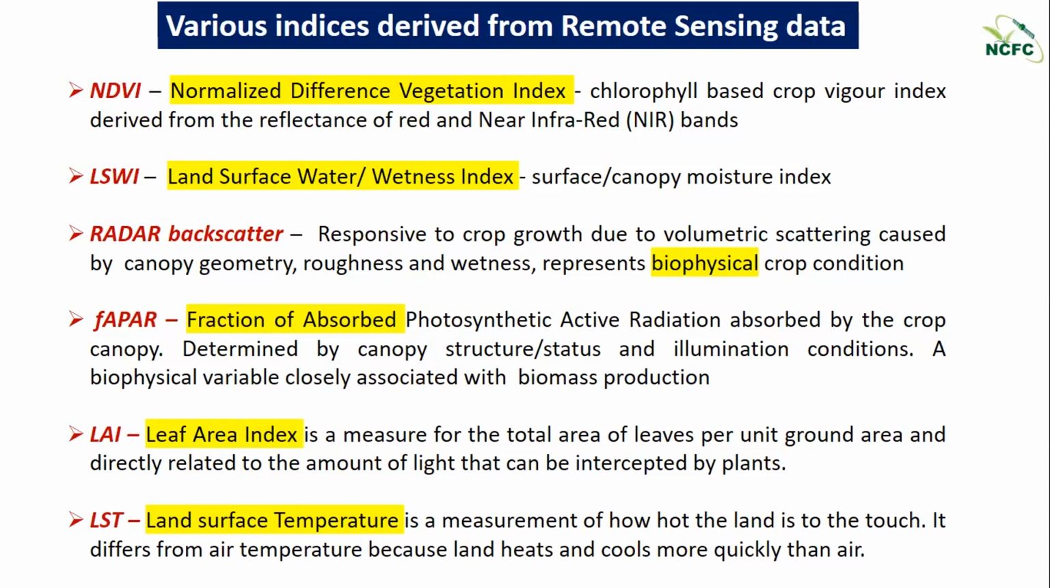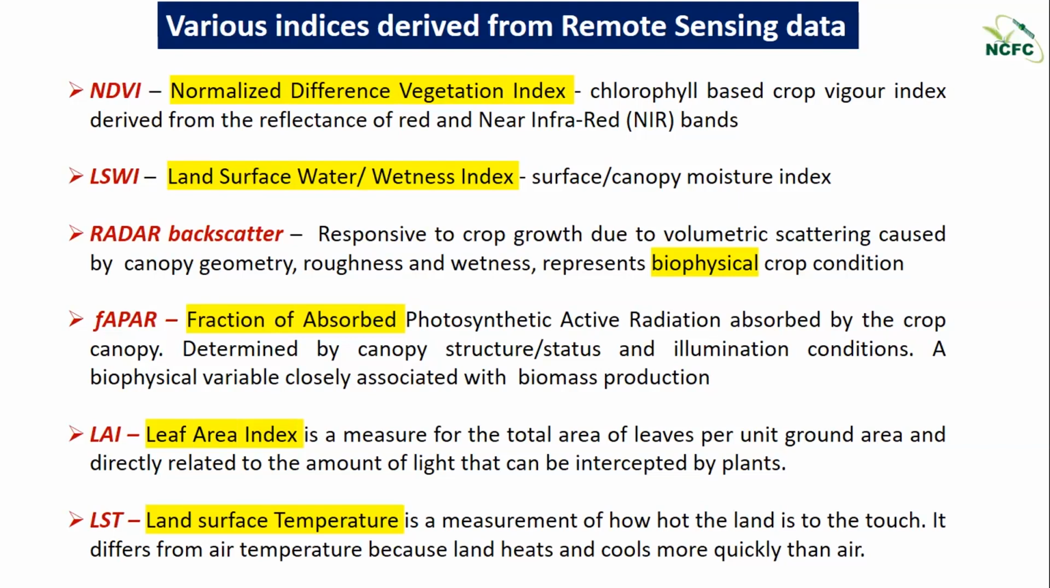Then radar backscatter is basically from the SAR data. Radar is an active sensor, so it will throw the pulse and it will get some backscatter. This backscatter is a factor of many things, like incidence angle, soil moisture, and the plant structure, how the rows of the plants are. So it depends on a lot of things.